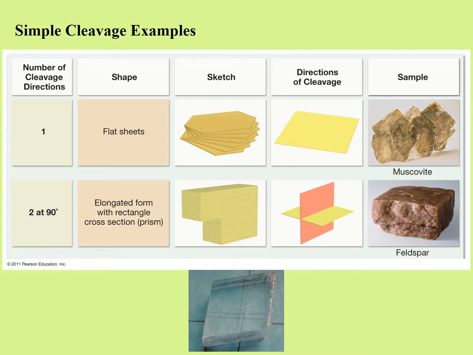Let's talk a little bit more about cleavage in depth. We might have one cleavage plane that results in flat sheets as our shape, and we can see these sheets often pile up on top of one another, creating books of these plates. An example would be muscovite, shown in the upper right of this table. We might have two cleavage planes at 90 degrees, and that would produce columns in the crystals. An example would be feldspar, which you can see has a fairly rectangular cross section in the bottom right image.